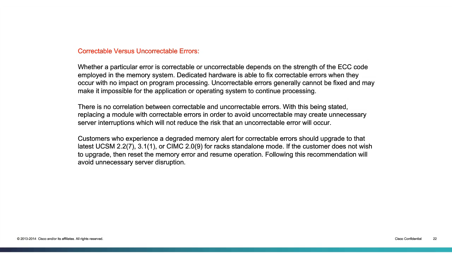Once again, as I was saying before, there is no correlation between correctable and uncorrectable errors. With this being stated, replacing a module with correctable errors in order to avoid uncorrectable errors may create unnecessary server interruptions, which will not reduce the risk that an uncorrectable error will occur. So if you're a customer or have customers who experience a degraded memory alert for correctable errors, they should upgrade to the latest UCSM, that'll be 2.2(7.311) for example, 2.0(9) for rack standalone mode. If the customer does not wish to upgrade, then reset the memory error and resume operation. Of course, updating your firmware to the latest and greatest has many, many advantages.